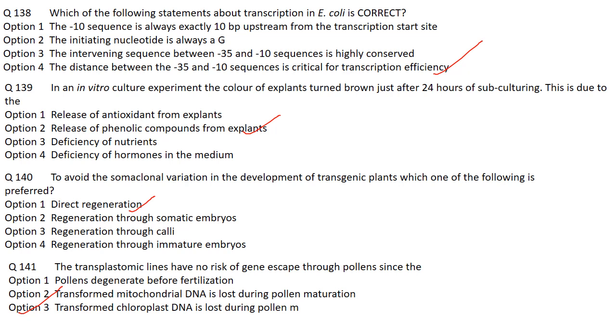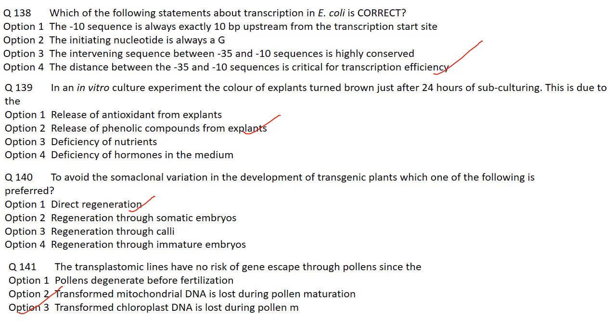Answer is option 2. To avoid somaclonal variation in the development of transgenic plant, which one of the following is preferred? So it is direct regeneration. One of the propagation methods of tissue culture is the direct organogenesis. That is, shoot arise directly from the meristematic region without an intervening callus phase. That is called as direct regeneration.